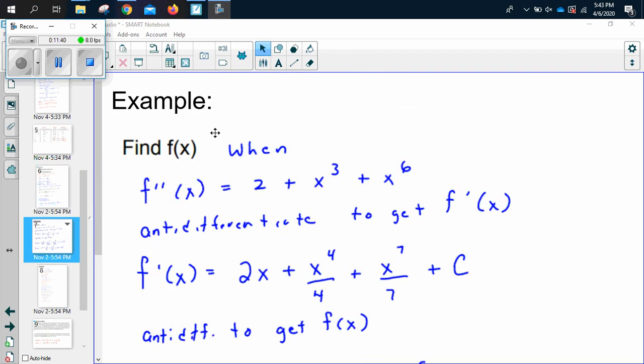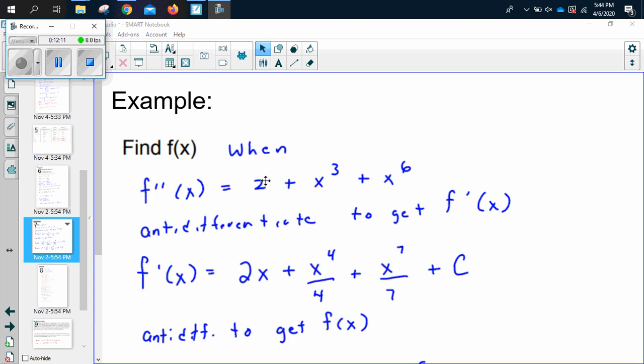Here's another example. In this example, we're given the second derivative, so we're going to anti-differentiate twice to get back to the little f of x. Big f of x is just the first derivative of f of x, so we're given the second derivative. So we anti-differentiate f double prime to get f prime, or we anti-differentiate the second derivative to get the first derivative.